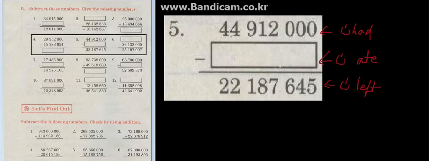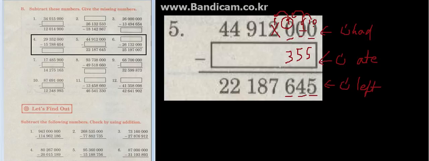So let's see. 0 minus 5 is impossible, so you should borrow. No numbers, borrow once again. No numbers, borrow once again. And finally this becomes 1, and the remaining 1 becomes 10 and it should be borrowed. So then it becomes 9, and the missing 1 becomes 10 and it should be borrowed once again. So it becomes 9 and 10. So 10 minus 5 is 5. 9 minus 4 is 5. And 9 minus 6 is 3.